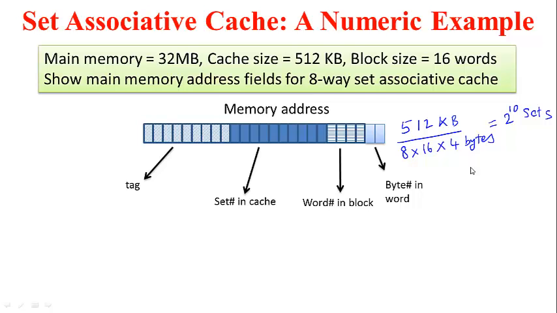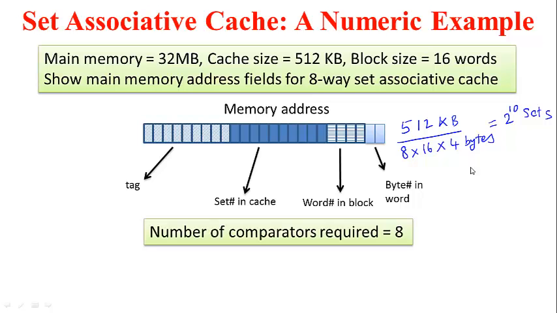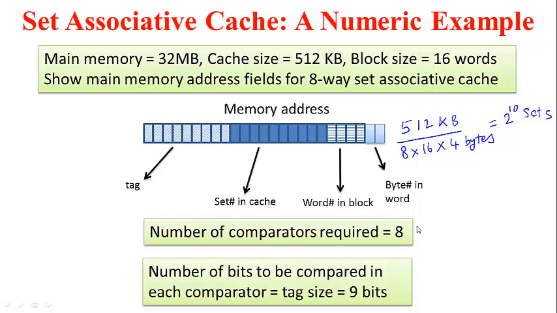Now can you tell in this set associative cache scheme how many parallel comparators are we going to require? The number of comparators required is nothing but the set size in terms of number of blocks. So we need 8 comparators in this case. And can you tell each of the comparator in the parallel comparators, how many bits does it need to compare? Well, it needs to compare 9 bits, which is the same as the tag size.